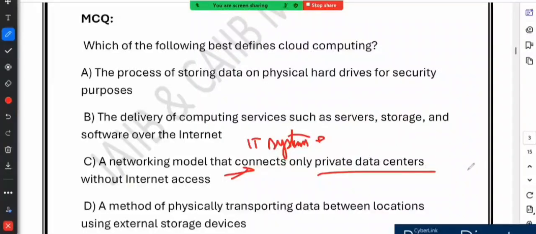Cloud computing, let me give you some examples. Cloud services like Google Cloud, AWS, Microsoft Azure. These use the internet to provide computing resources. So this is not the correct answer.